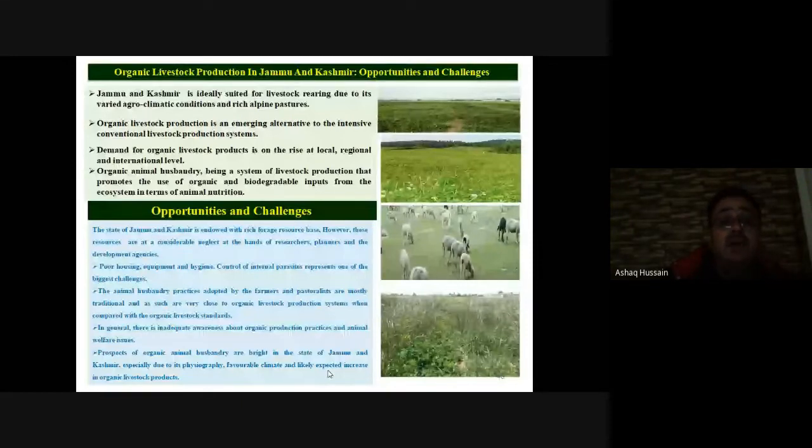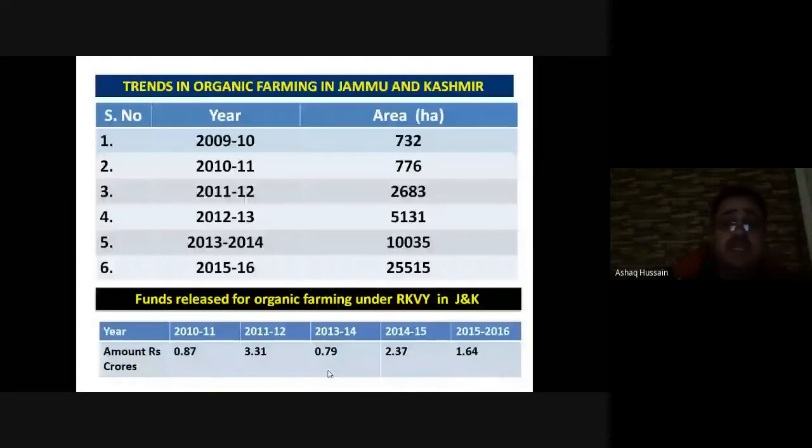Then the area under organic farming is continuously increasing. In 2015-16, it was 25,000 hectares that had been certified organically, and the support from the government agencies is also increasing for the production of organic products, particularly the high value crops from the Jammu and Kashmir state.